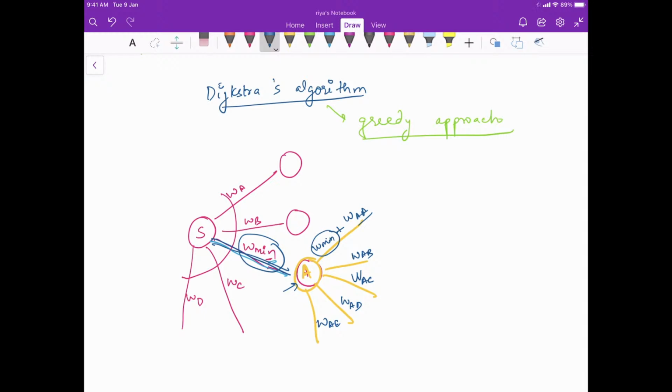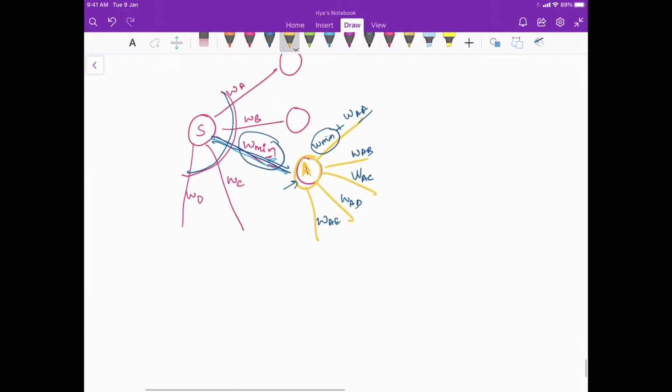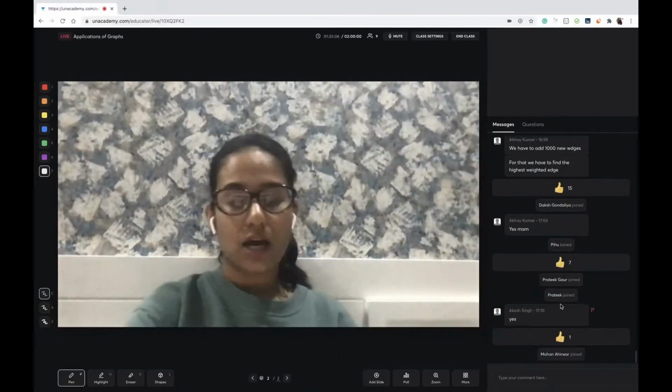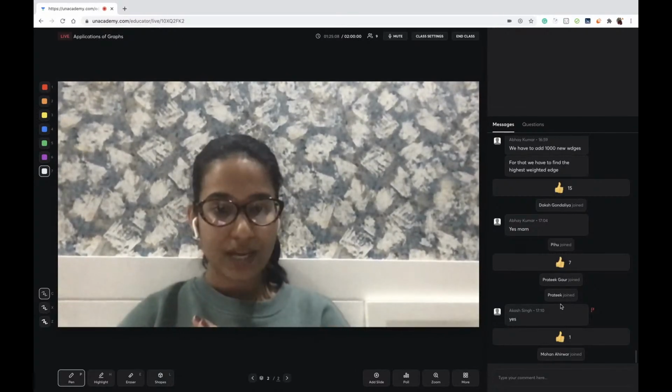Now what you do is, going to each node, you take a step, and that step will be the minimum weight at each level, right? So what we are doing is making a greedy decision at each step, right? Okay, now see how it is modified from BFS.